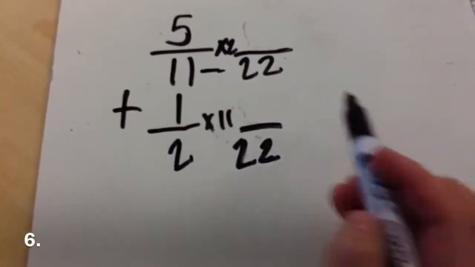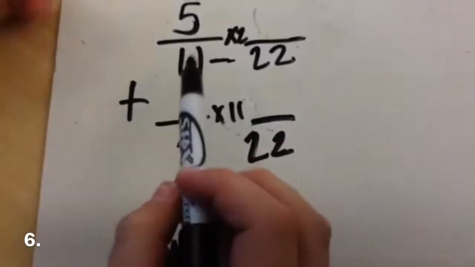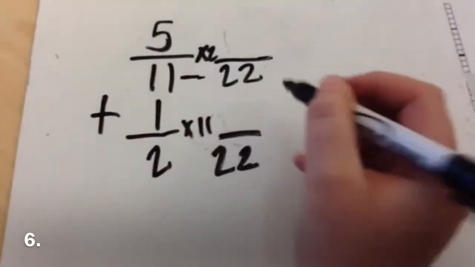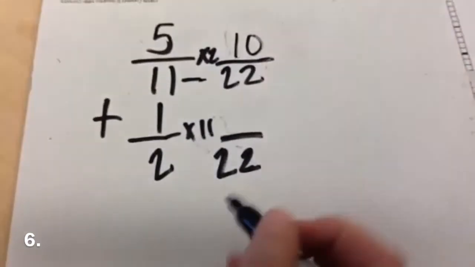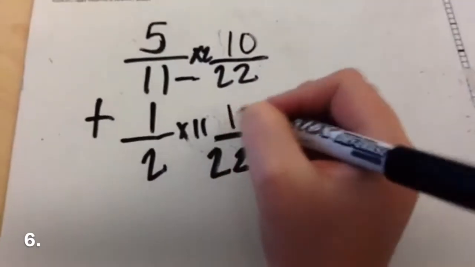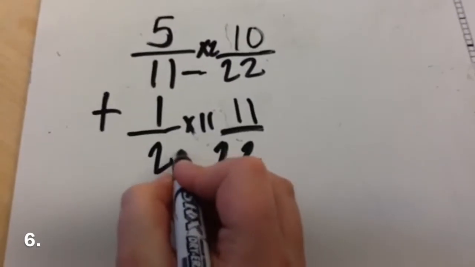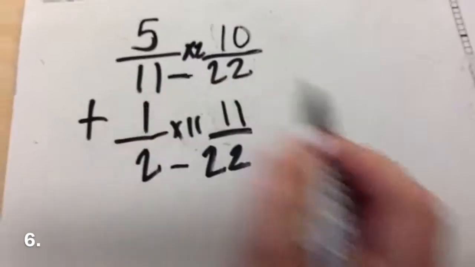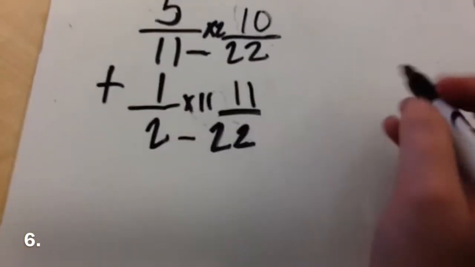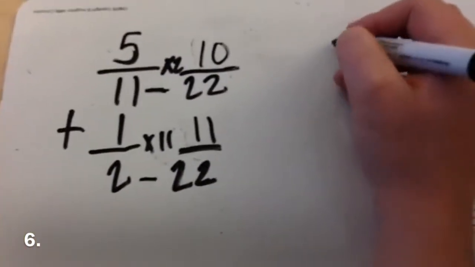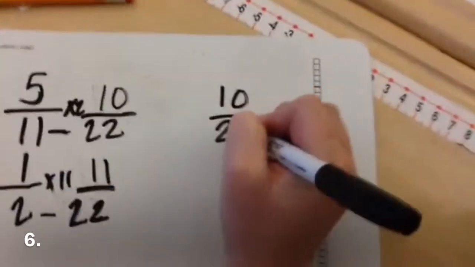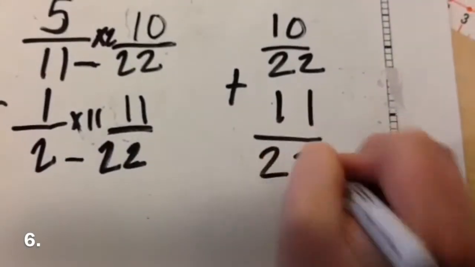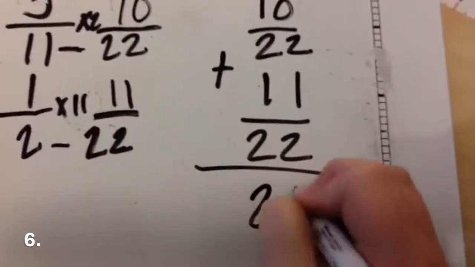This is problem 6. So, what we did was 5/11 plus 1/2. 5 times 2 would equal 10, and 1 times 11 would equal 11. We did this by times 11 to get to 22, and times 11 to get to 22. So, we would be 10/22 plus 11/22. That would give us 21/22.